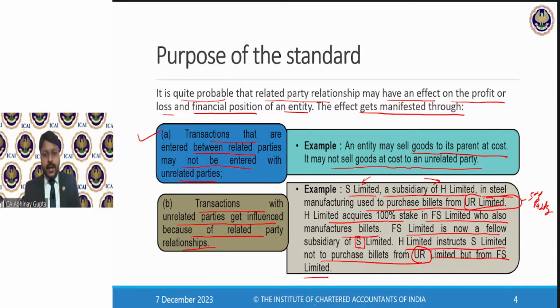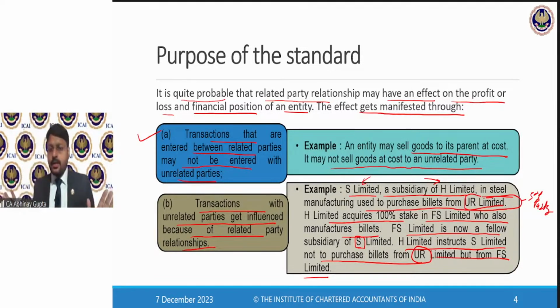So this may impact the business of a particular company, right? FS Limited might be selling the billets at a higher price or lower price, so that will affect the profitability of the subsidiary company. Because of these relationships, transactions may have an impact which wouldn't be there had the relationship not been there, right? So that is the prime objective of the standard.